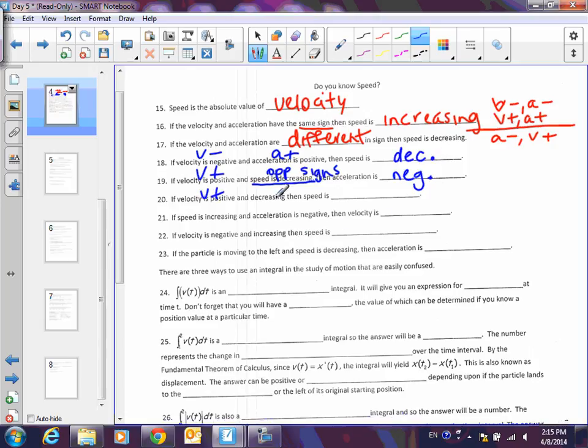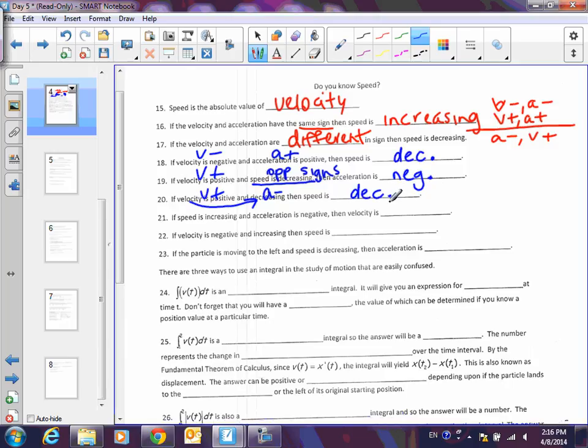Velocity positive, decreasing speed, again, opposite signs. Oh, sorry. I'm going too fast. Let me back up. Velocity is positive and velocity is decreasing. If velocity is decreasing, what's happening with acceleration? If a function is decreasing, then its derivative is negative. That's what that tells you right there. So we have opposite signs, so speed must be decreasing.